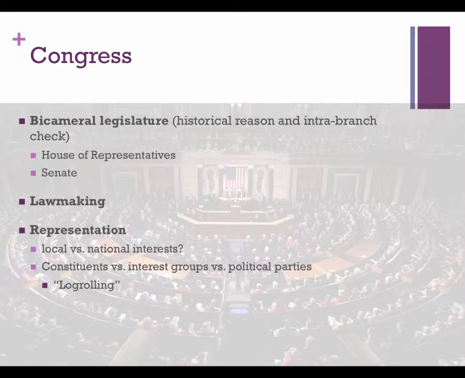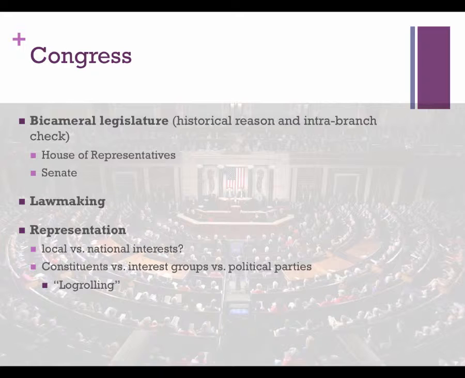The second reason that we have a bicameral legislature is because of what is called an intra-branch check. Especially because there's so much national power concentrated in the legislature, the founders wanted to make sure that there was an extra check on this by creating two different bodies with two different sets of rules and powers, right? The House of Representatives and the Senate.